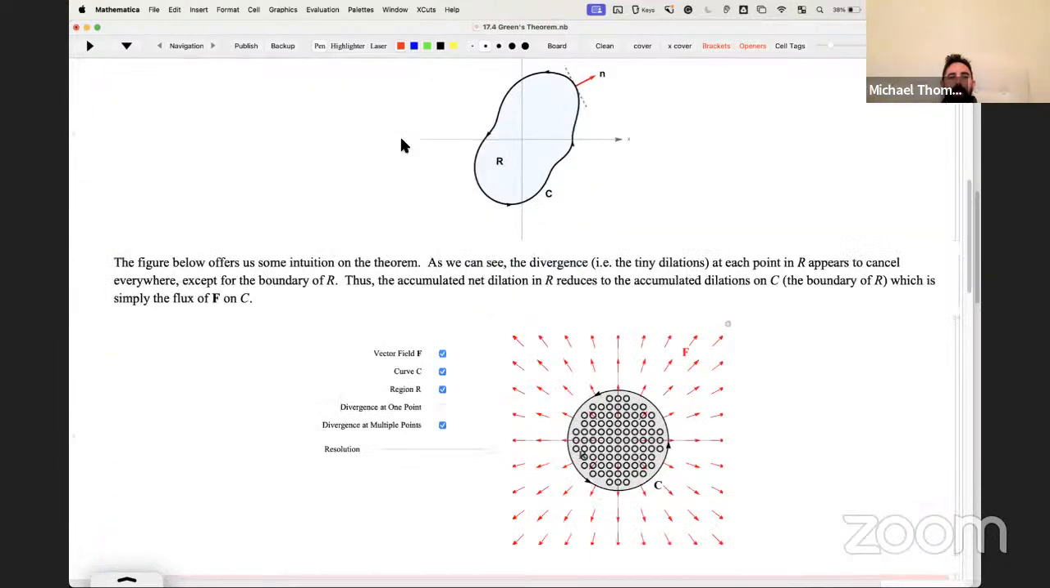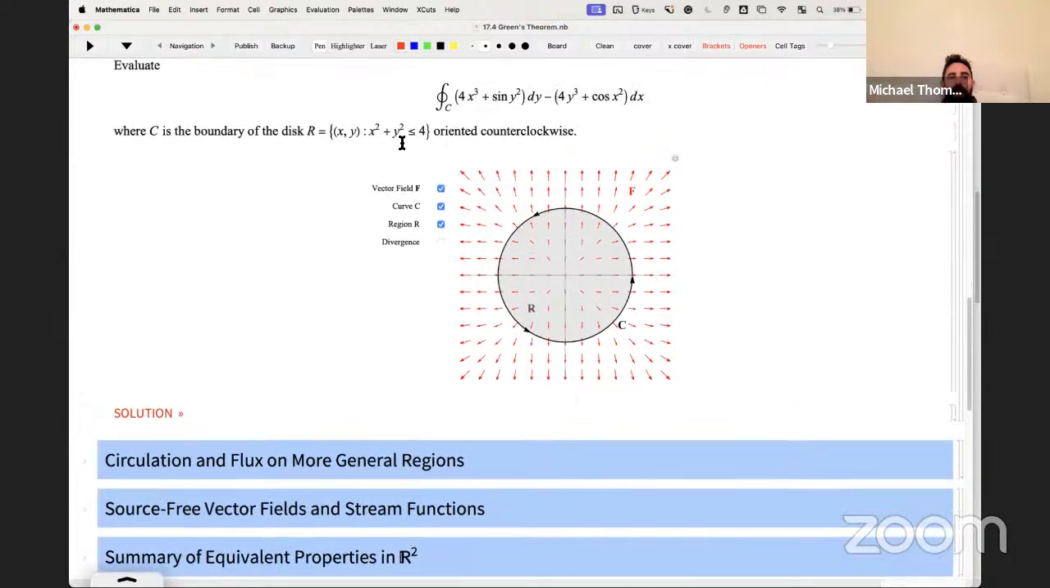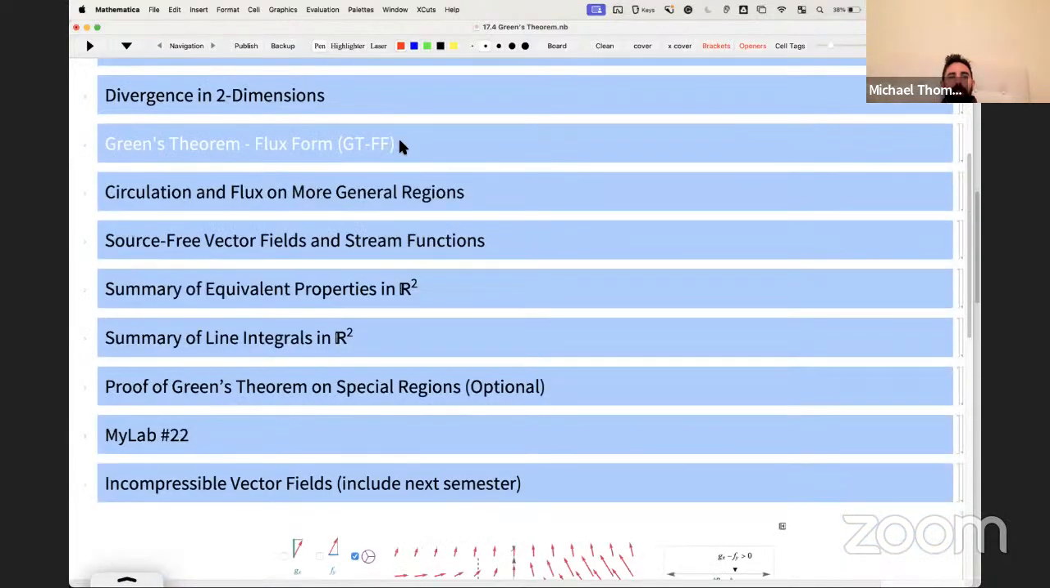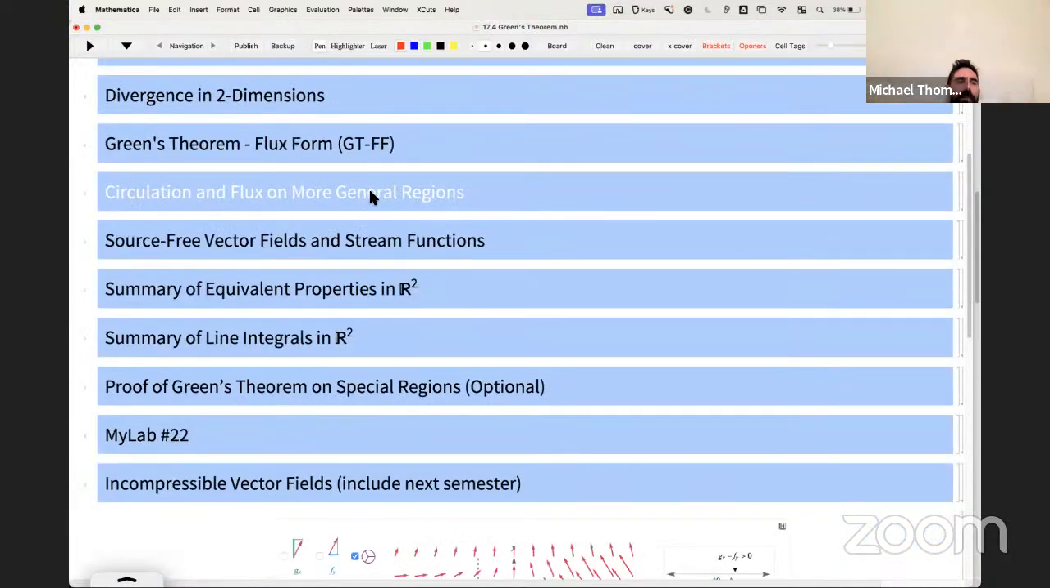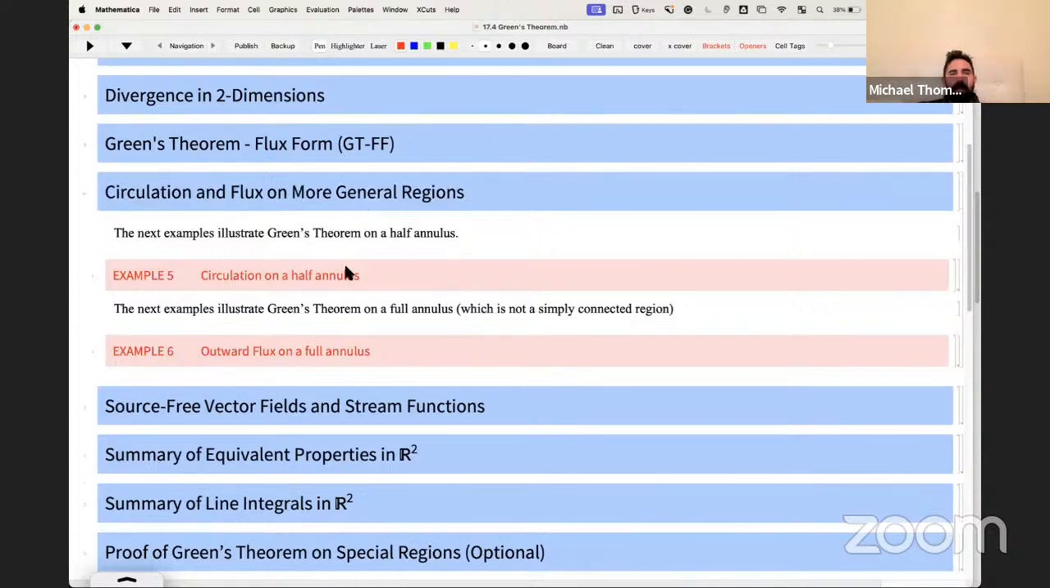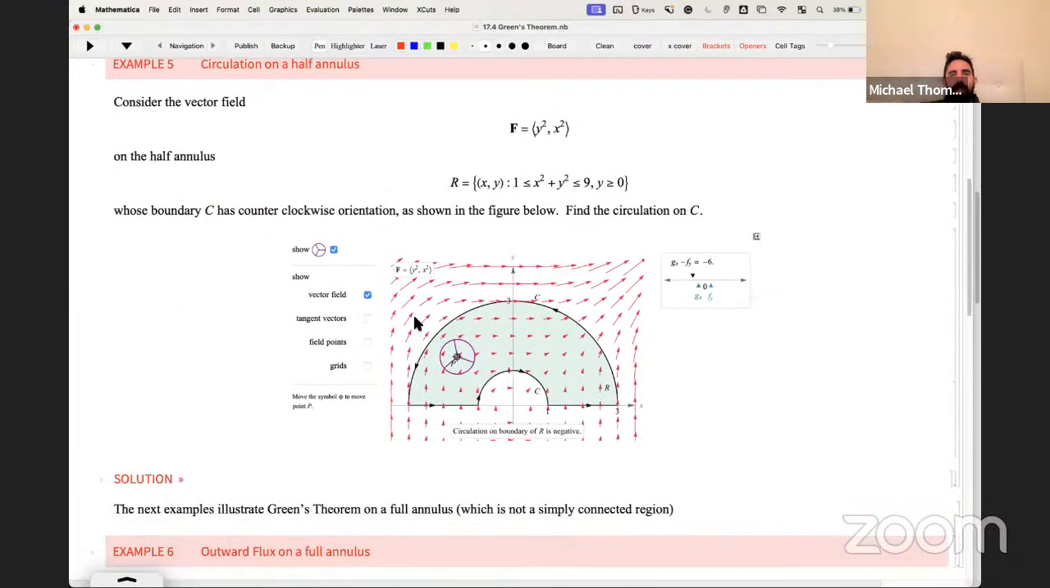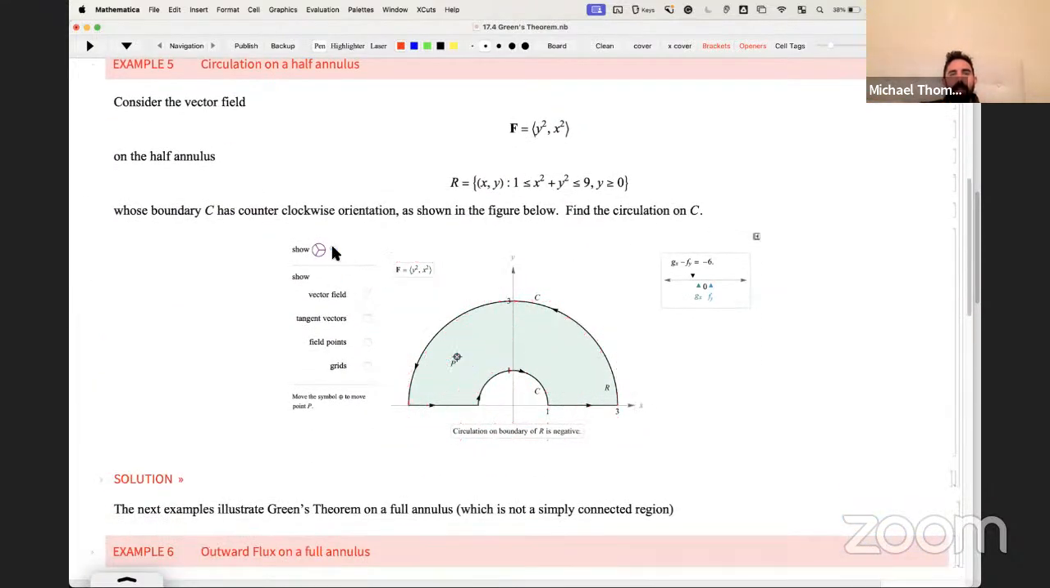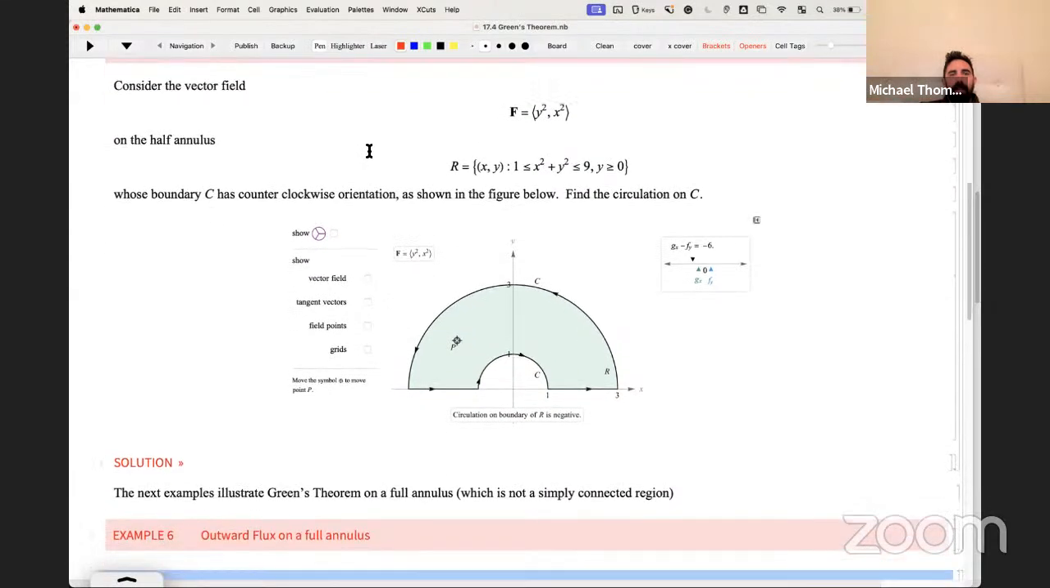All right, so let's see, a couple more things. Oh, okay, so let's do circulation and flux on some more general regions. We've been doing these nicely shaped regions, but let's look at something else. Let's do a half annulus. An annulus is like a disc, but it's missing the inside.